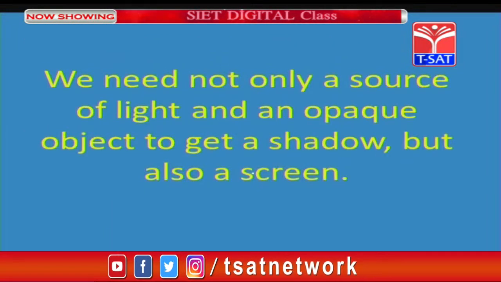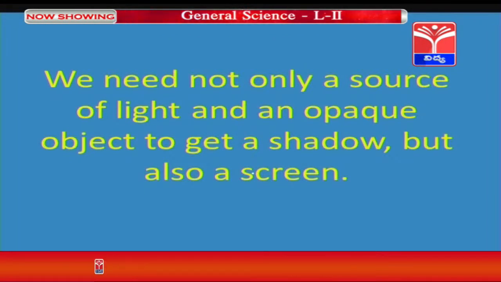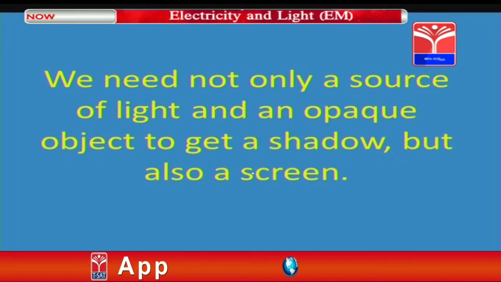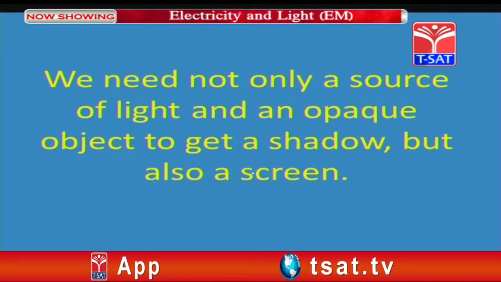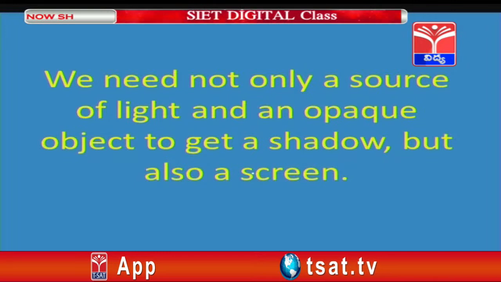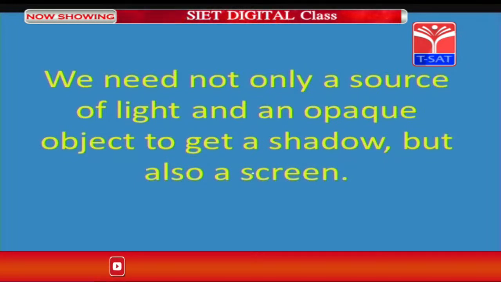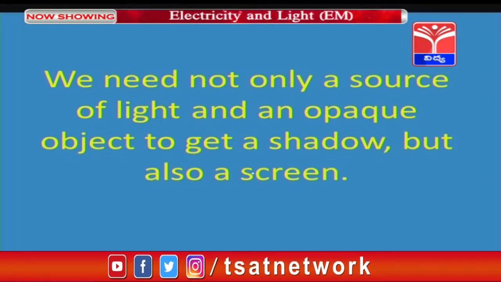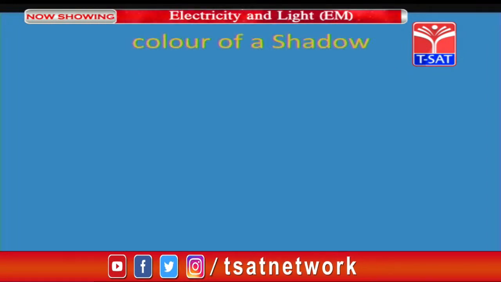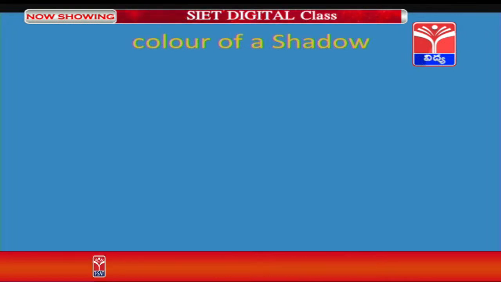We need not only a source of light and an opaque object to get a shadow, but also a screen. Not only light and an opaque object, in order to get a shadow we require a screen, otherwise we cannot see it. Now, do shadows have color? Now, let us discuss the color of a shadow.